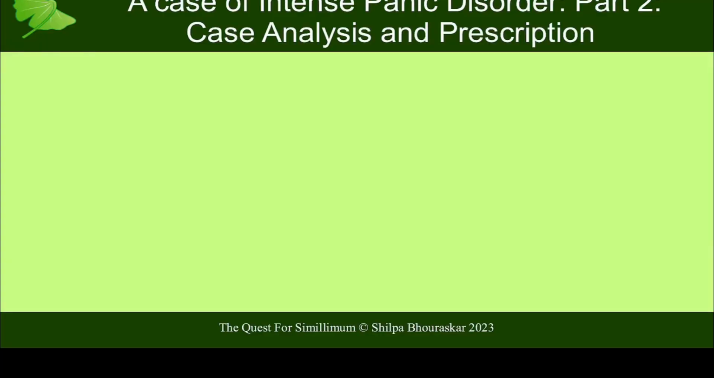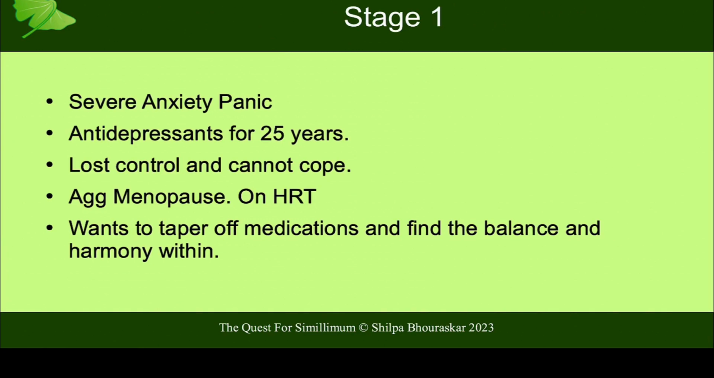So the first thing I do is I go and classify this information into different stages, all right? So in our case, let's look at the information that we have at stage 1. At stage 1, remember, it's all the diagnostic information, all the basic common information that comes up to you based on their history. So the first thing she says is the severe anxiety and panic. She's been on antidepressants for 25 years, so a lot of drug symptoms would be mixed up with those anxiety symptoms. And she's lost control. She cannot cope with that anxiety.